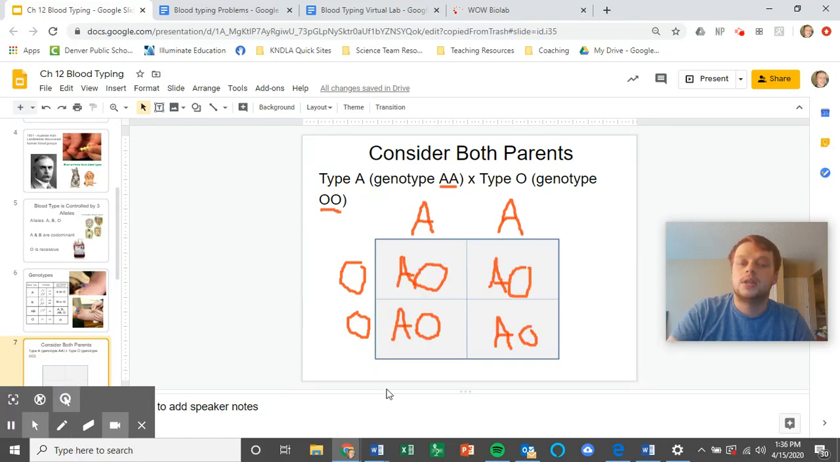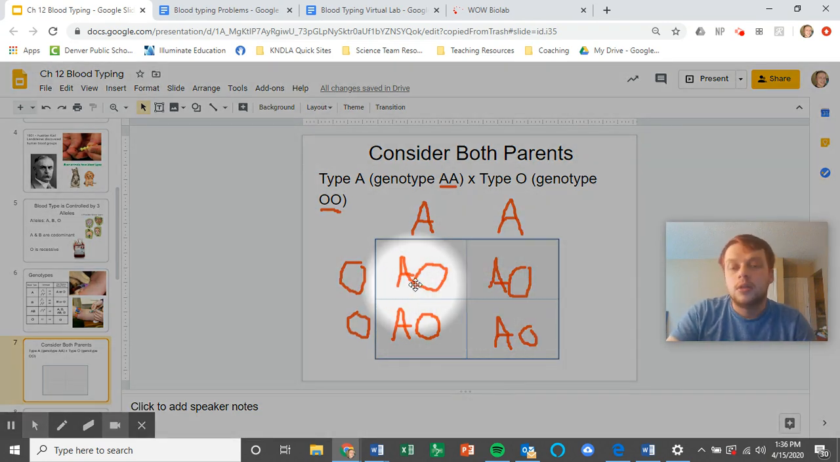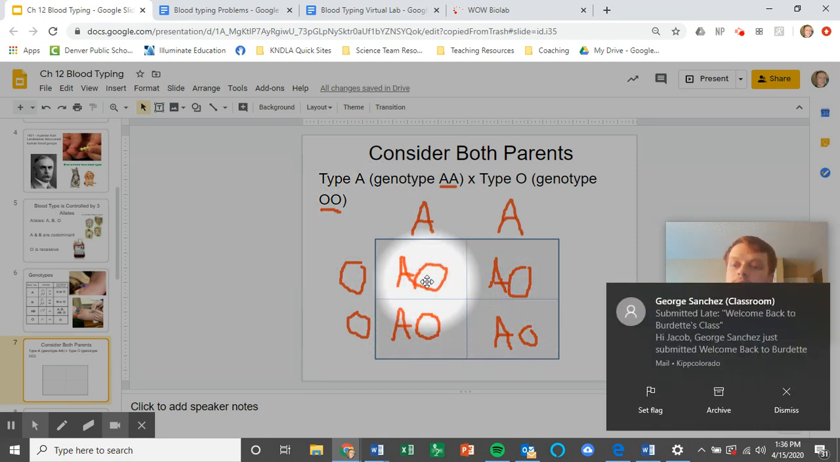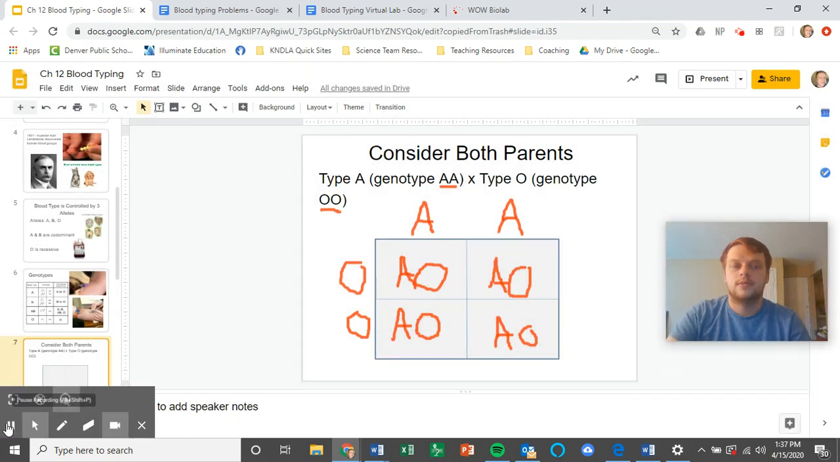All right, so here it is with the solution. And what we can see from this is that every single child of these two parents, type A and type O, would be type A. Because remember, AO is still type A blood since A is a dominant trait. All right, so let's continue on, and we'll get some more practice with this in our independent practice. So if you're still confused, don't worry. I'll be doing those first two problems with you.